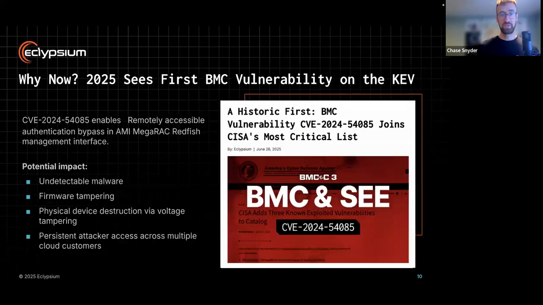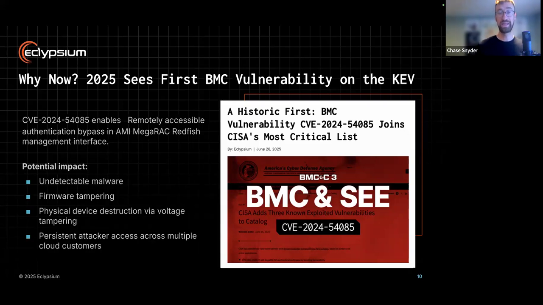And then we talked about 2025 seeing the first BMC vulnerability on the KEV. So when I say that BMC vulnerabilities are the canary in the coal mine, what I mean is they've been building up more and more of a backlog of vulnerabilities and potential risks. And now we are seeing attackers start to use them. Probably the reason for that is that they're very tempting, because the amount of control and access that a BMC has over the hardware that it's installed in is very high. And they're hard to monitor. It's hard to see inside of them and see what they're doing.